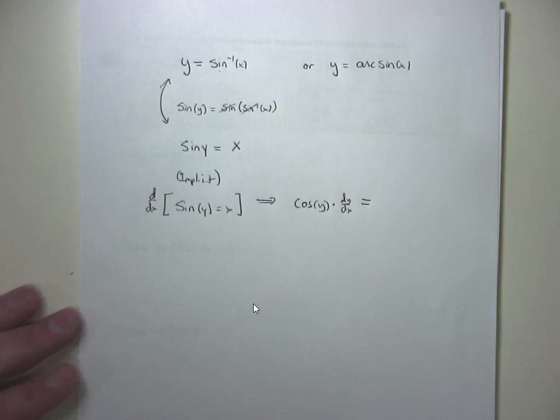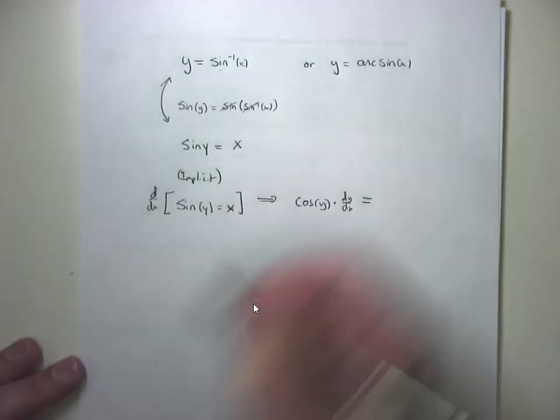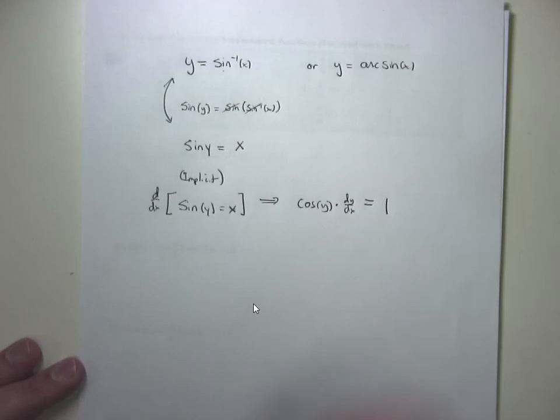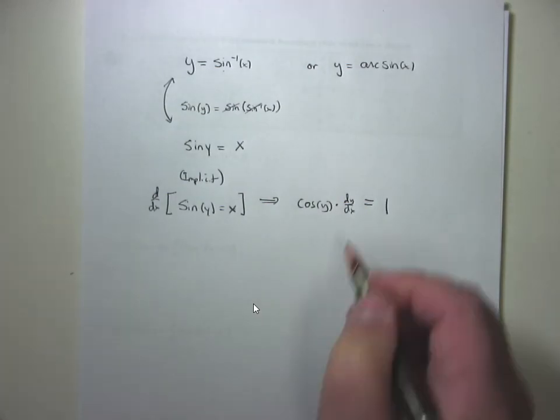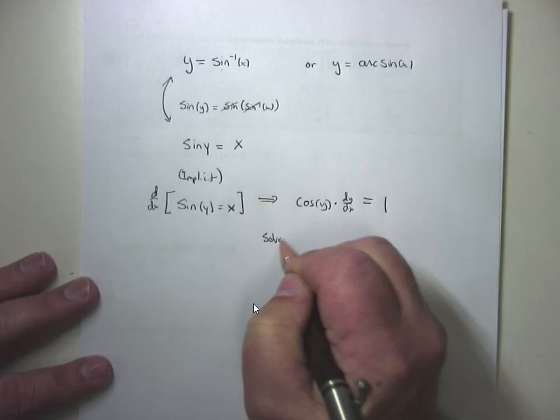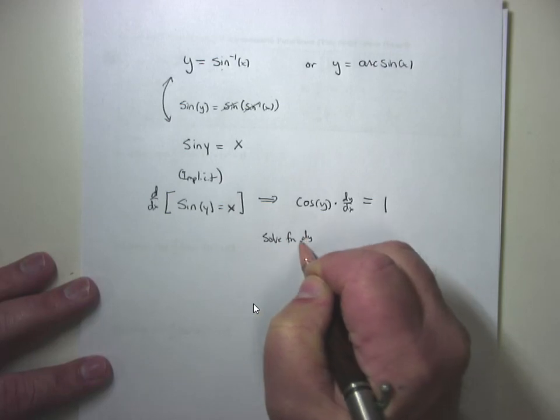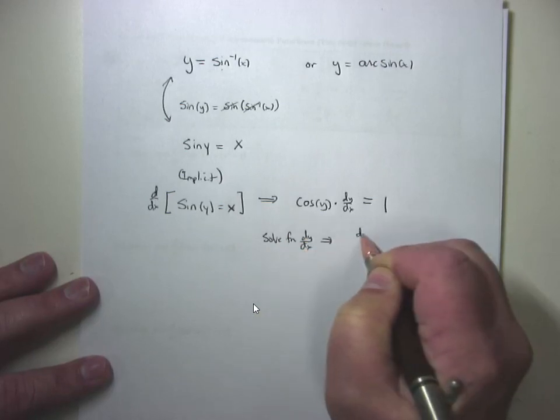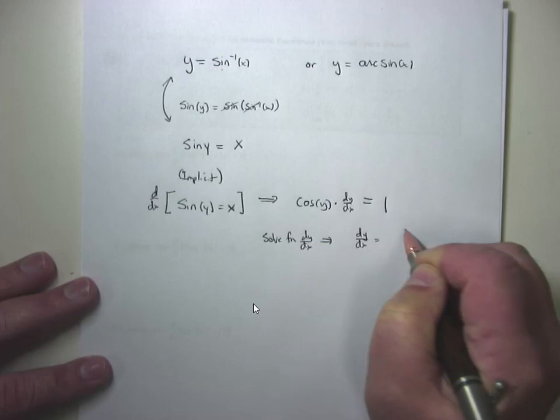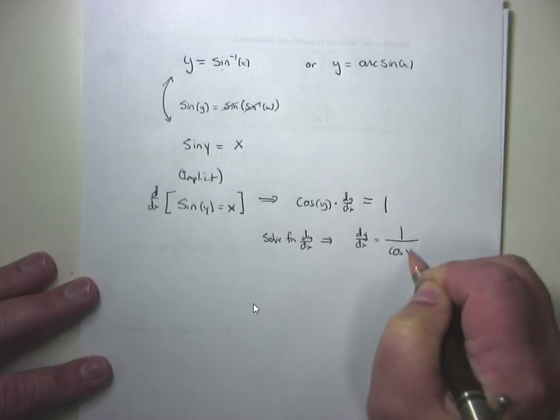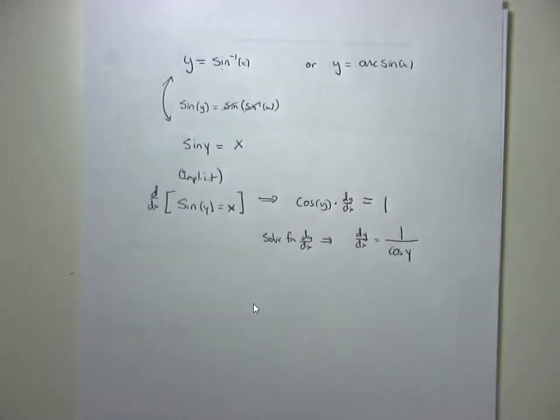Equals, what is the derivative of x? In case you can't read my x there. What's the derivative of x with respect to x? It's 1. Which means when I solve for dy over dx, I get dy over dx is equal to 1 over the cosine of y. There's my answer. Well, geez, Dr. Taylor, that doesn't look like those weird formulas you came up with. Well, let me explain how you get those formulas.